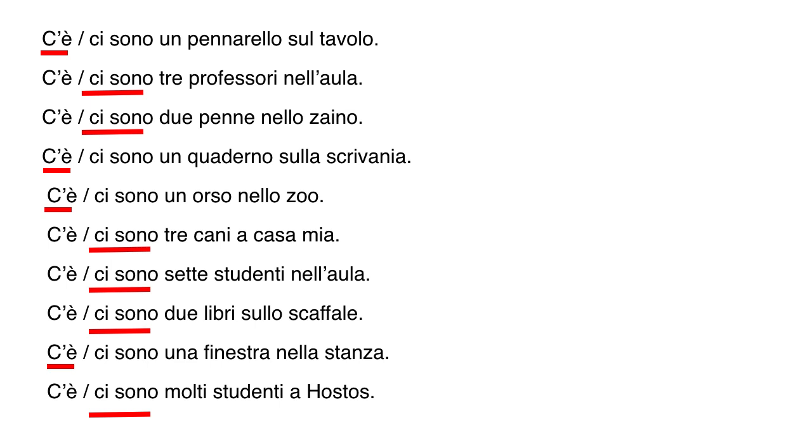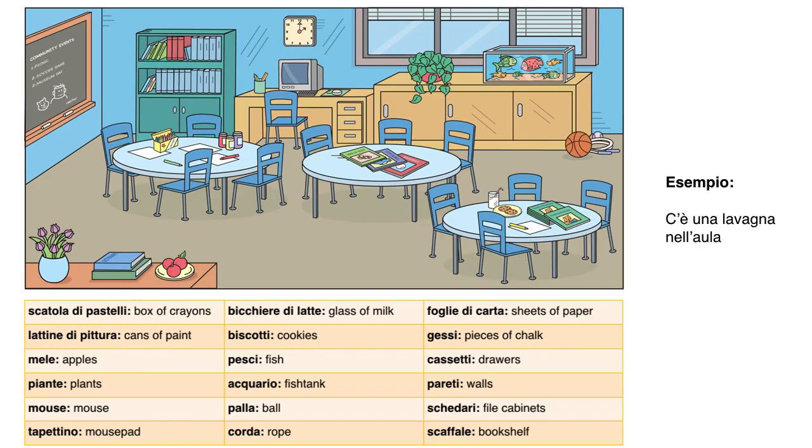So I hope you agree with me that this topic today is very simple. C'è means there is. Ci sono means there are. I am going to leave you one little activity to complete at home. It looks like this. I'm going to send you exactly this same image. Right? This is an aula. It's a classroom. And as you can see, there's a lot of things in here. There's a plant, there's books, tables, chairs, a blackboard, a clock, what have you, right?